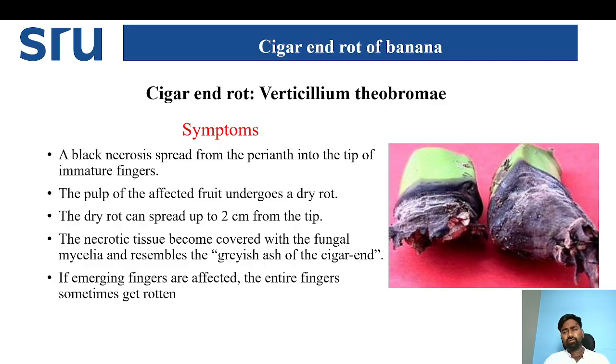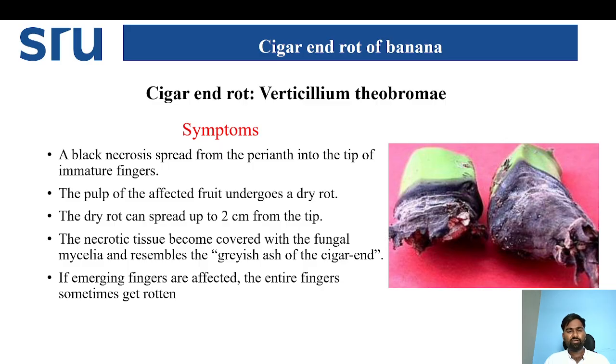Let's start with another important fungal disease. Mainly this disease occurs on the banana fingers or banana fruit, which is known as Sigatoka end rot of banana. The cigar end rot is caused by Verticillium theobromae. It is a very important fungal disease on fruits. A black necrosis spreads from the perianth into the tip of the immature fingers. Mainly the tip of the immature fingers gets infected by Verticillium theobromae.